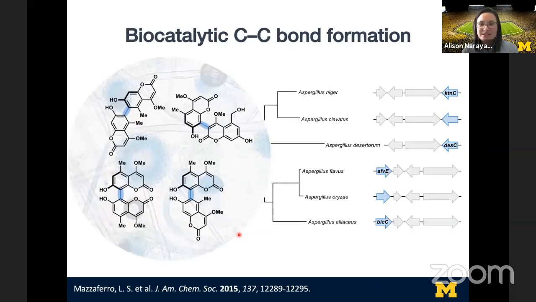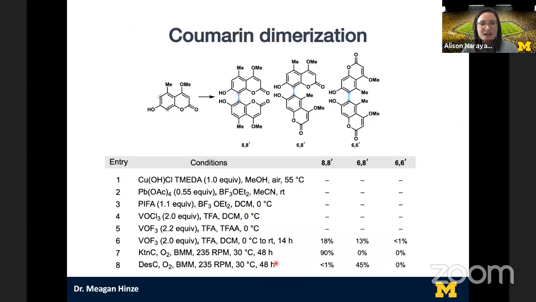So we're interested in thinking about how nature does this transformation. There have been a handful of enzymes reported to do this type of oxidative coupling in the context of natural products. In fact, the month that I started at the University of Michigan, Michael Mueller's group reported a set of complementary catalysts that are able to form these types of biscoumarin products. And so we got the genes that encoded for these proteins and decided to test out this chemistry in our own hands.